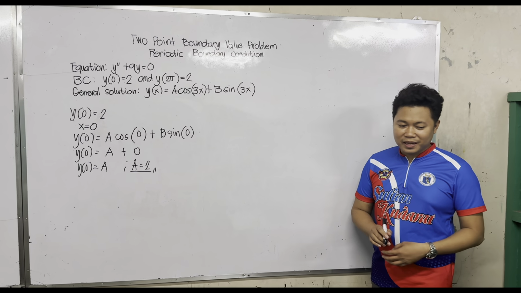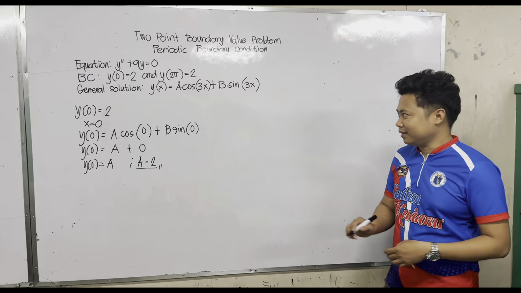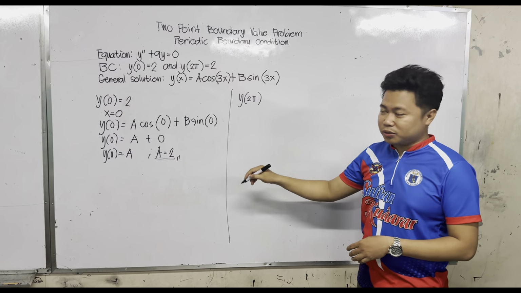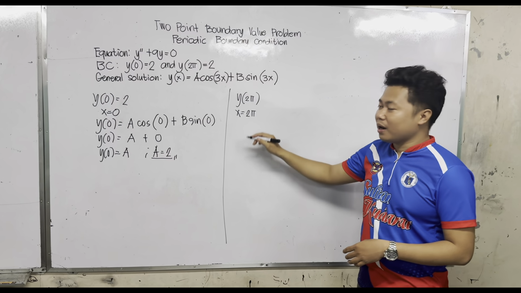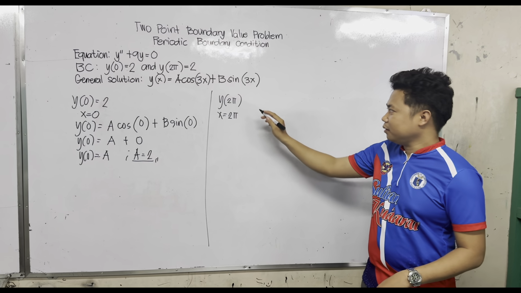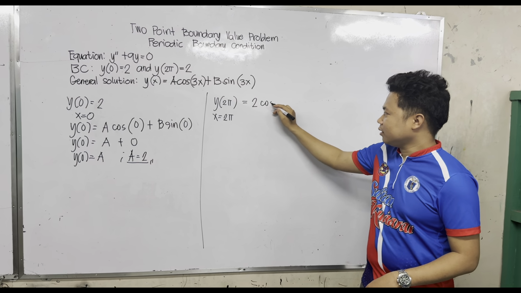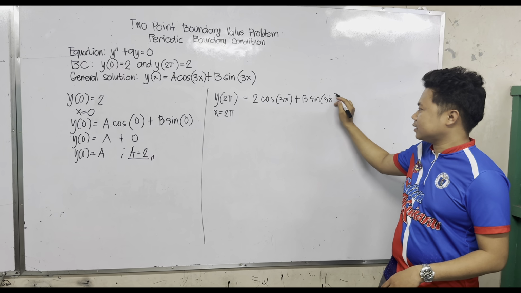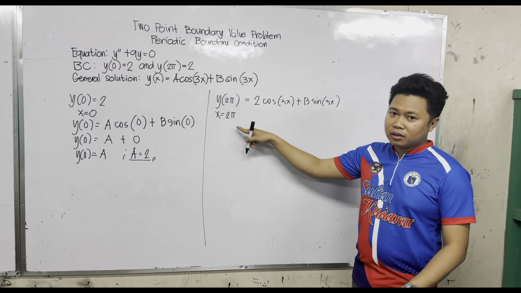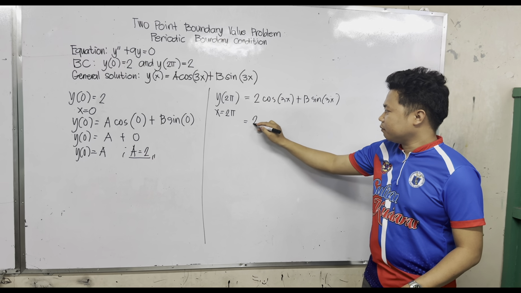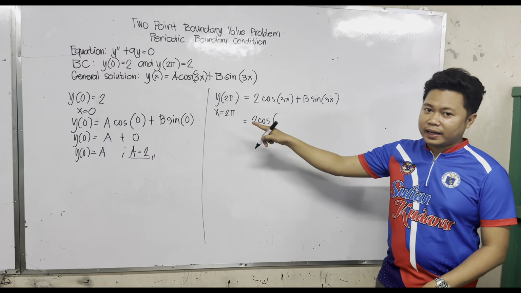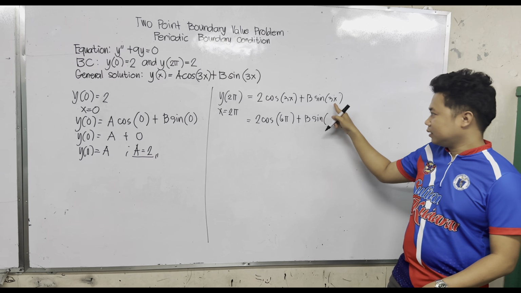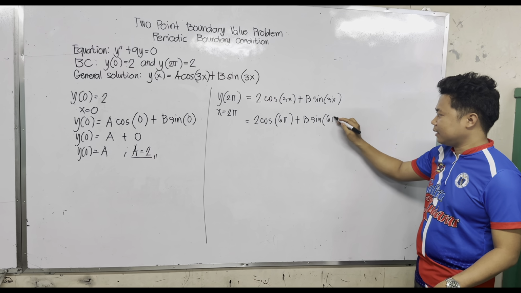Our second step is to apply the boundary condition for y of 2 pi. We substitute x equals 2 pi into our updated general solution. So y of 2 pi is equal to 2 cosine of 3x plus b sine of 3x. Substituting 2 pi for x, this becomes 2 cosine of 3 times 2 pi, that is 6 pi, plus b sine of 3 times 2 pi, also 6 pi.